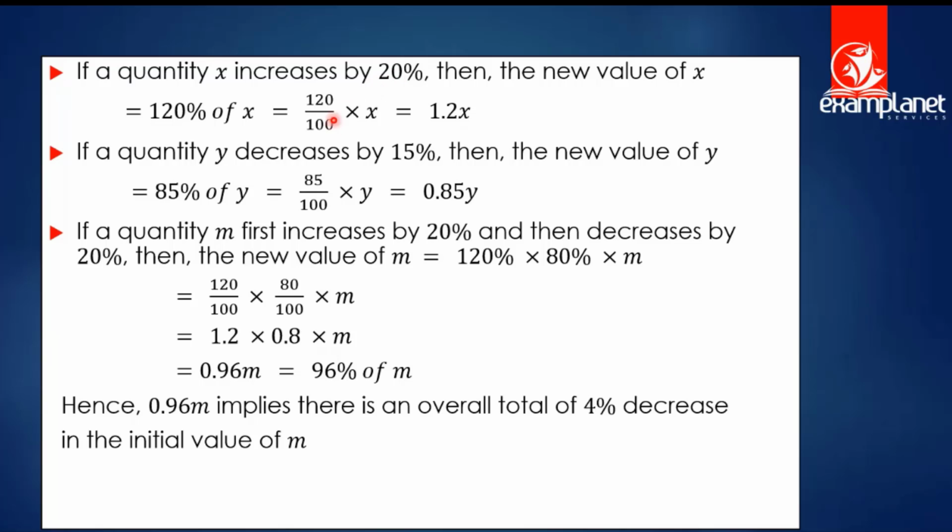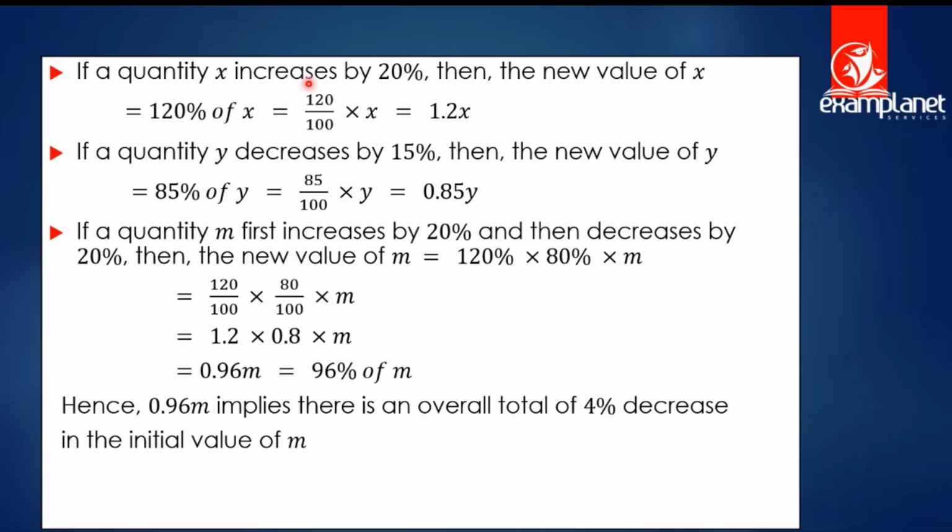Alright. So 120% of X, that's 100% plus 20%. That's an increase. So it becomes 120% of X, and 120% of X means 120 over 100 times X, which will be 1.2X. So that's just to make our work faster so that you don't have to waste your time.